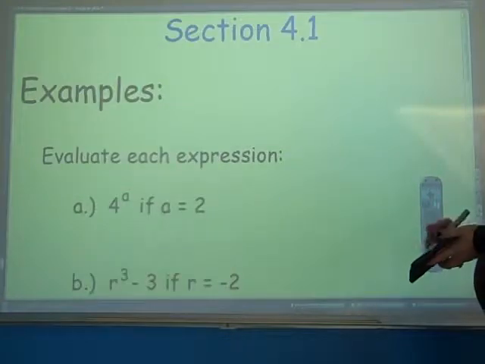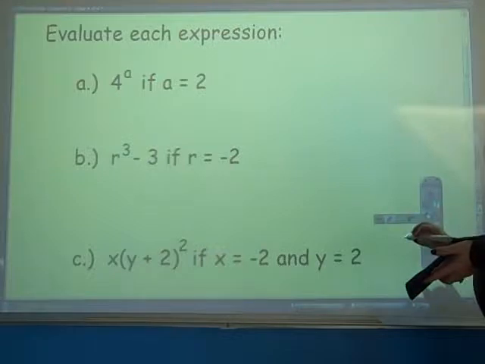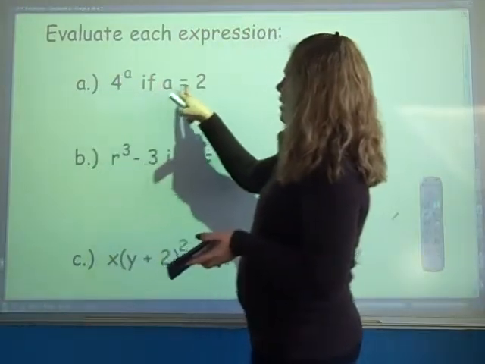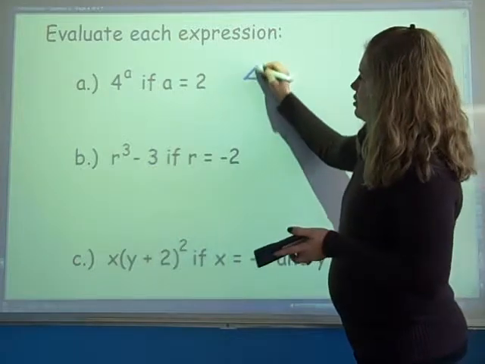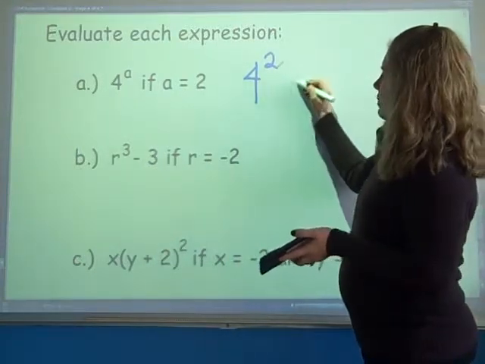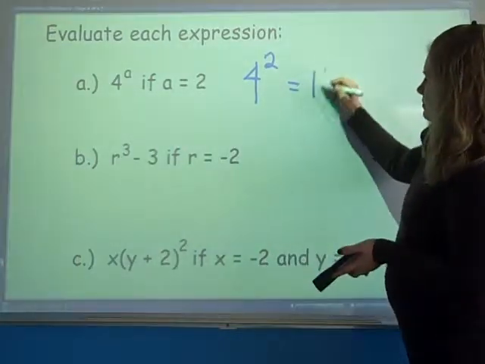Last bit, we're doing some evaluating, which means you're substituting in and solving it. 4 to the power of a, if a equals 2, so you substitute in a. 4 to the second power. 4 to the second power means 4 times 4. 4 times 4 is 16.